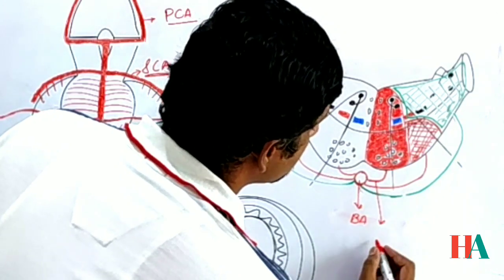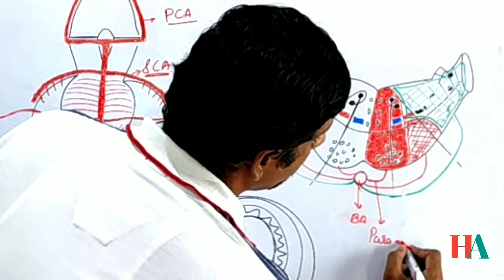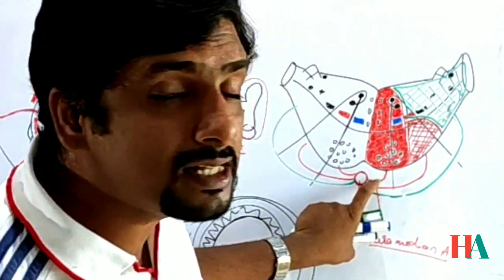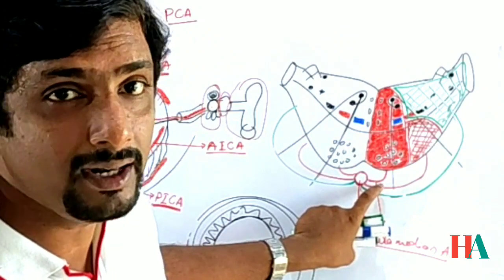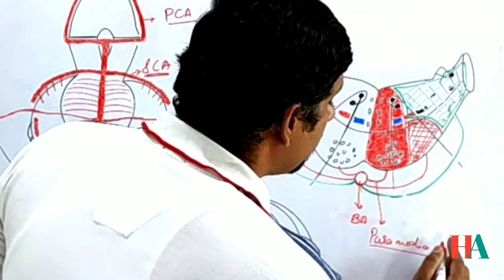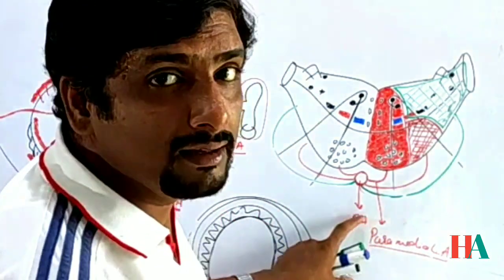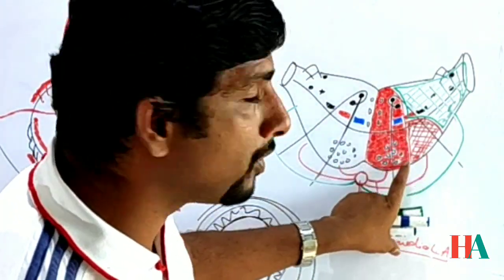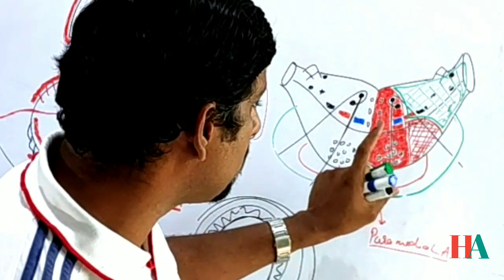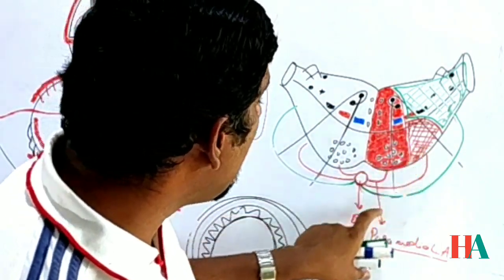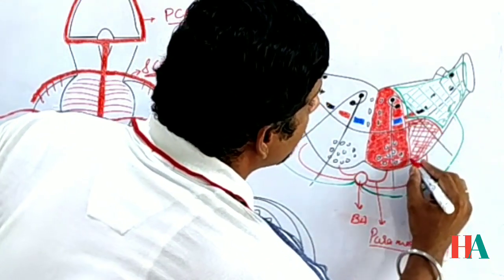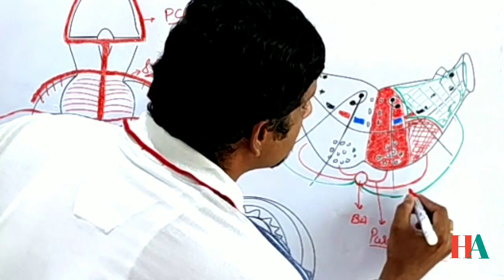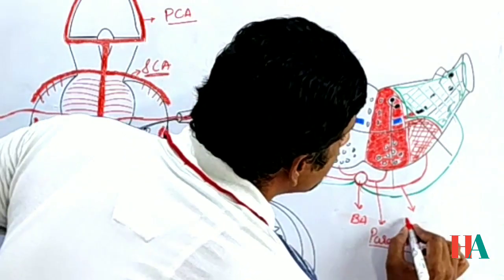So this branch is called the paramedian artery, or paramedial artery. It is going to supply this much part of the pons, approximately this much. Lateral to this, only this small area is supplied by this artery. Remember this one. And this is called the short circumferential artery.